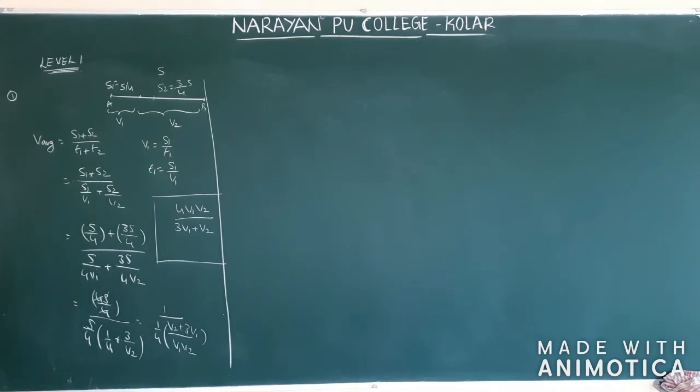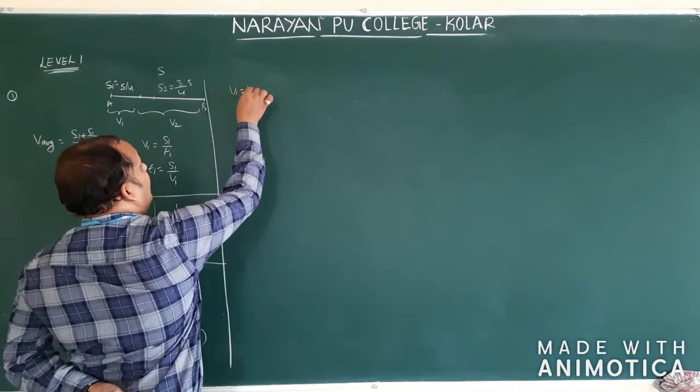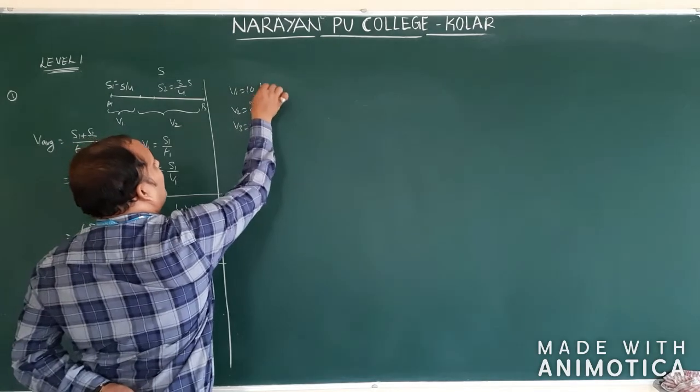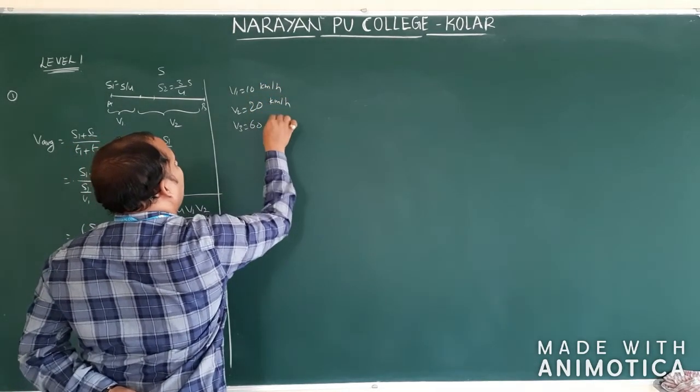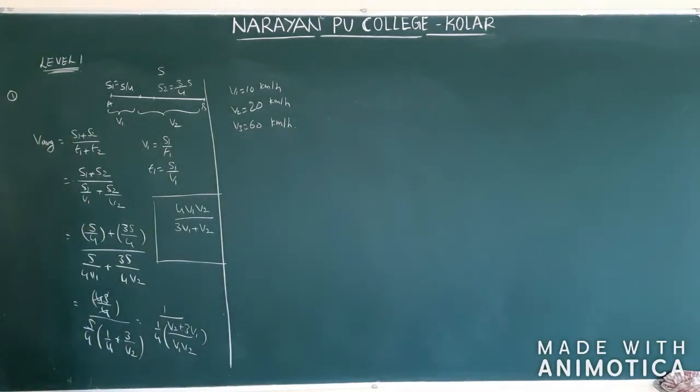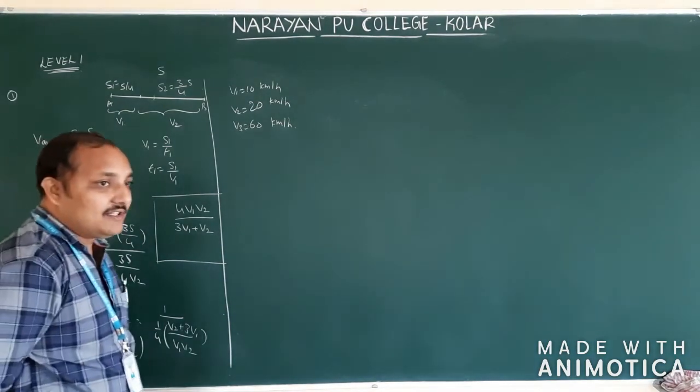Next question. A bus traveling the first 1/3 distance at a speed of 10 km per hour, next 1/3 distance at 20 km per hour, and last 1/3 distance at 60 km per hour. 10, 20, 60, all are in kilometer per hour. Answer also in kilometer per hour. Therefore, you need not convert into meter per second. So first 1/3, second 1/3, last 1/3.